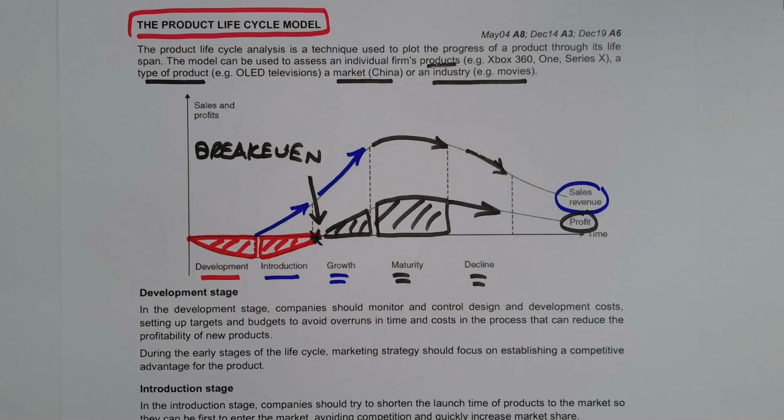Now, again, what I want you guys to be doing here is not just thinking about the 5 stages. Think about the strategy at each one of these stages. So, for instance, at the development stage, we need to be quick at introducing our products. The longer this takes, the greater money involved, the slower we're going to be entering. Maybe competitors could be entering the market before us. So in this development stage, we need to monitor, we need to control things like the design, development costs, we need to set up targets and budgets. We're trying to avoid overrunning in terms of things like times and costs.